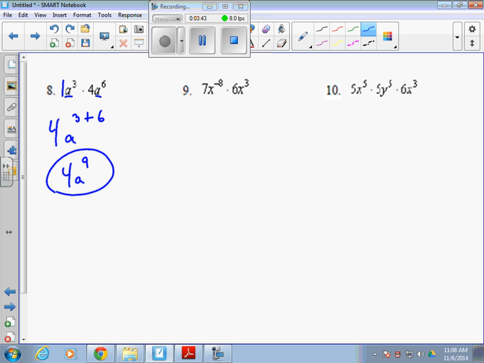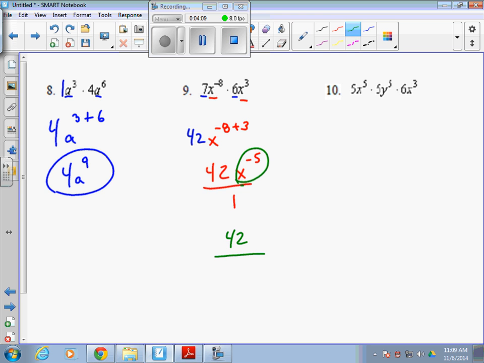Multiply the bases again. 7 times 6 is 42. Then you're doing the same bases, x and x. So x to the negative 8 plus 3 is going to be 42 x to the negative 5th. Remember, you can't leave a negative exponent. Everything's over 1. The only thing that's being raised to a negative exponent is x, this one here. So 42 is going to stay on top right where it is. This is going to go down on the elevator. X to the negative 5th becomes x to the positive 5th.